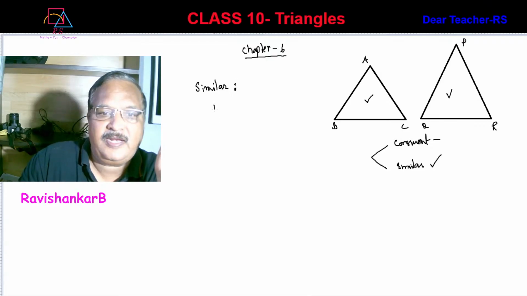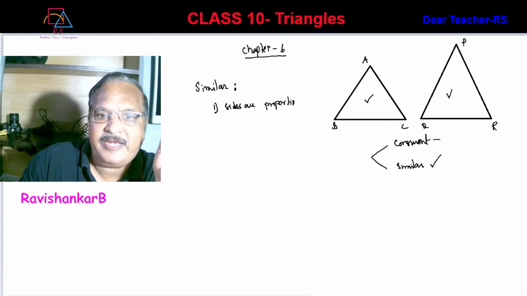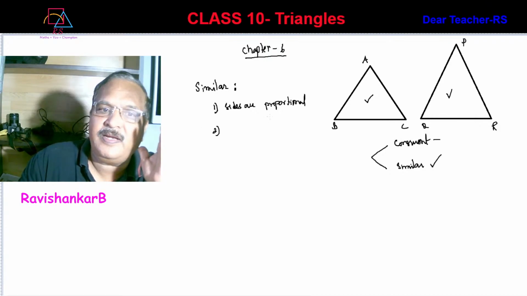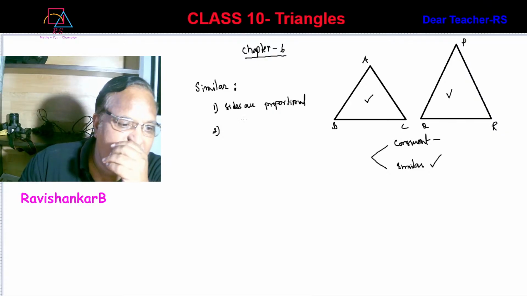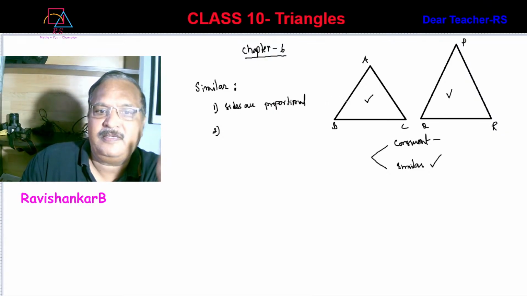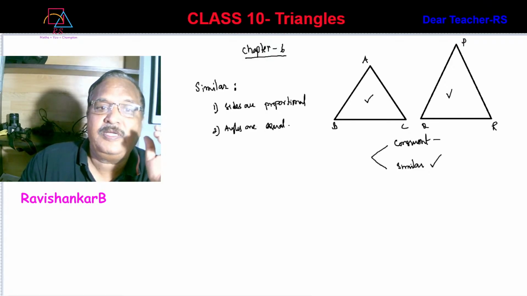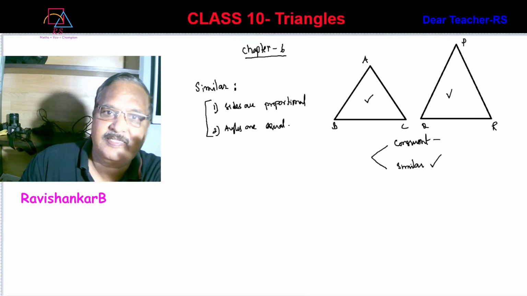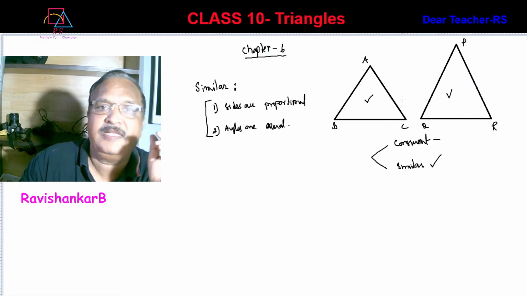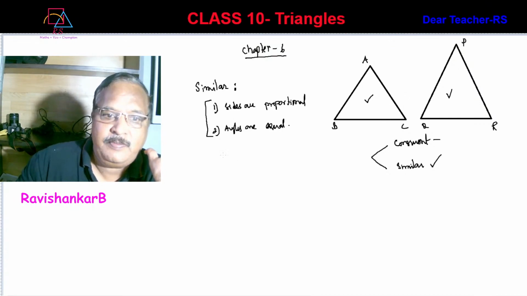So there are two conditions. Sides are proportional. That means the sides are in the same ratio. In congruent, corresponding sides are equal. We have to write corresponding sides, but I am writing just sides of ABC are proportional to sides of PQR. And here angles are equal, the corresponding angles are equal. If any one of these two conditions is satisfied, then we say that these two triangles are similar. The symbol we use for similar is this.